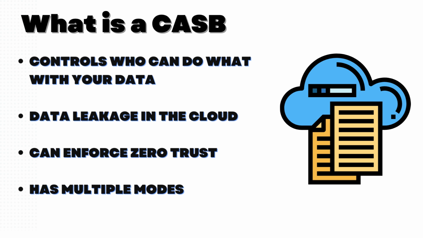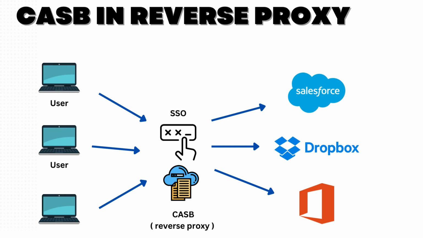Threat protection: it gives you a full 360 degree view of what is happening. Compliance also, like PCI DSS, HIPAA, GDPR, right? And you can enforce zero trust also, to make sure that every request is being authenticated. CASB usually operates in multiple modes, three modes to be precise: reverse proxy, forward proxy, and API mode. So let's take a look at reverse proxy.